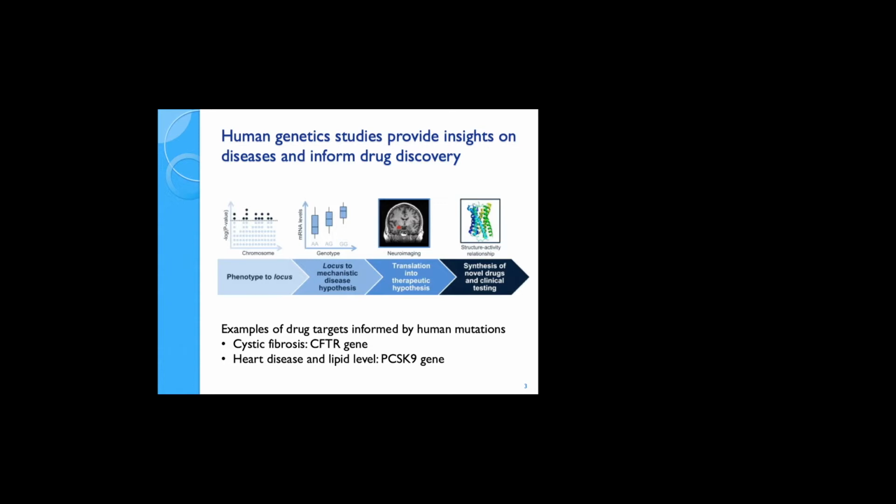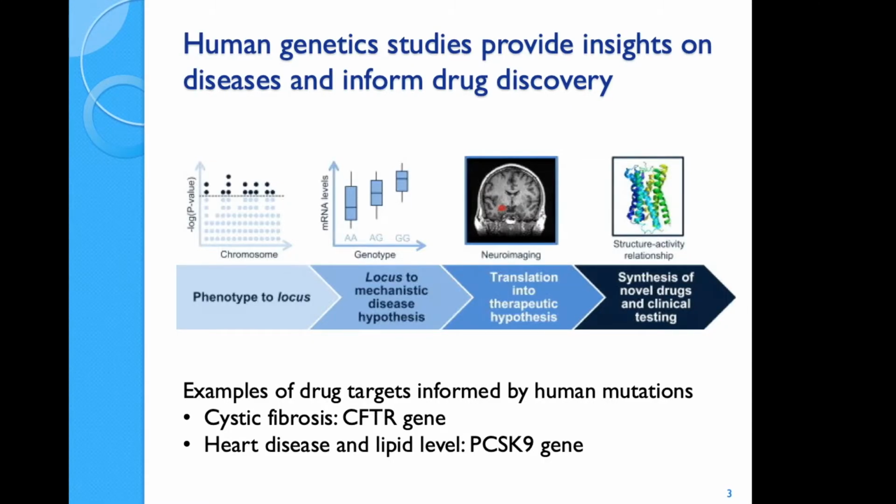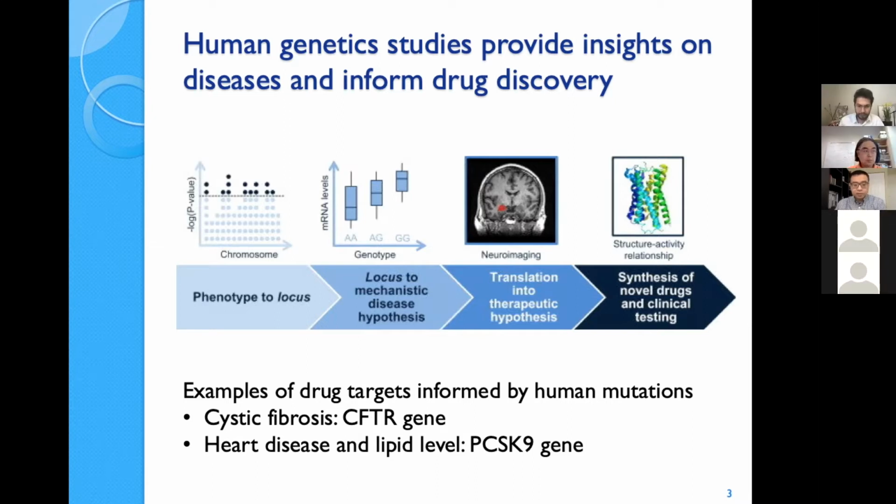So there are many examples of drug targets that are informed by human genetic studies, by human mutations. For example, cystic fibrosis is a pretty severe, what we call Mendelian disorder, that often runs in families. Genetic study implicates the gene CFTR, and drugs have been developed to target the CFTR gene and shown to have good effects on cystic fibrosis patients. Another example is heart disease. Heart disease is a really complex disorder, as it doesn't involve a single gene, it involves hundreds of genes. But still, people find that a gene called PCSK9 can significantly reduce the lipid level, the LDL level, which is a major risk factor of heart disease. And there are many drugs being developed to target this PCSK9 gene.